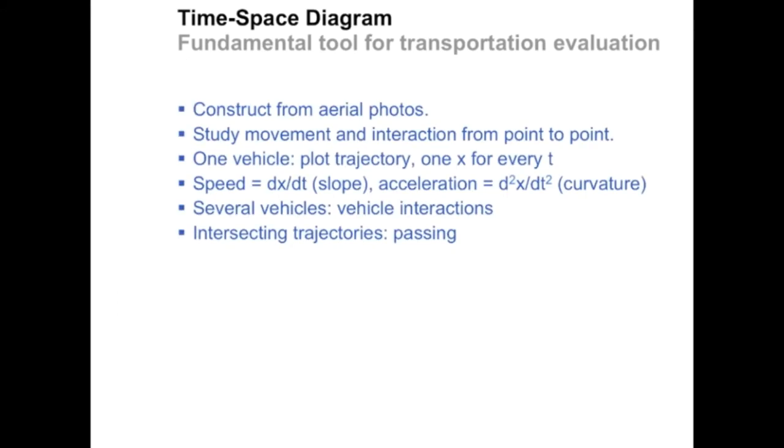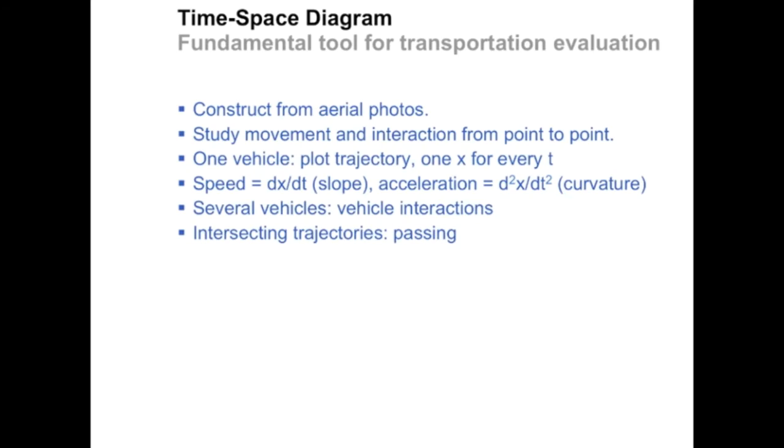So we can construct them conceptually from aerial photographs. We can also construct them from high-resolution GPS data. It allows us to study the movement of vehicles and their interactions from point to point. One vehicle is represented by something that we call a trajectory, where there's one x for every t. The nice thing about these diagrams is that the speed is simply the derivative of the function, or the slope. So at any point along the trajectory, that is that vehicle's instantaneous speed. The curvature of the trajectory represents the acceleration of the vehicle, which is the second derivative of the distance.